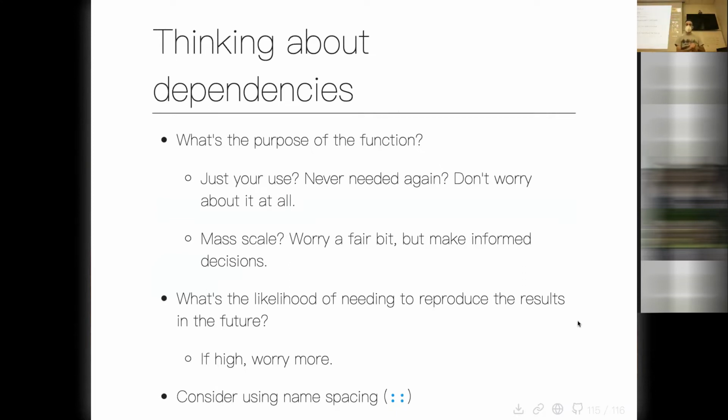Okay, the last thing for these slides is thinking about dependencies. I've talked about this a little bit in the past. Dependencies mean that your function depends on other code, other people's code, right? So for example, let's say I write a function that creates a plot and I use ggplot to create that plot. That means that function depends on ggplot.